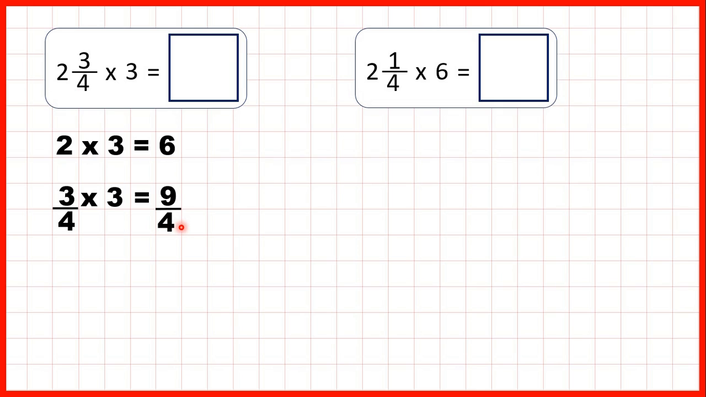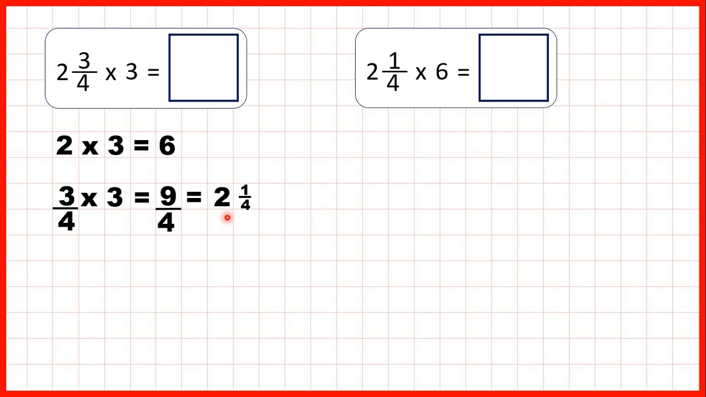A fraction is really a division, so we can divide 9 by 4. That's 2 remainder 1, because 2 times 4 is 8, and then we need 1 more to get to 9. So notice the 1, the remainder, is written as the numerator, and the denominator stays the same. So 3/4 times 3 is 2 1/4.